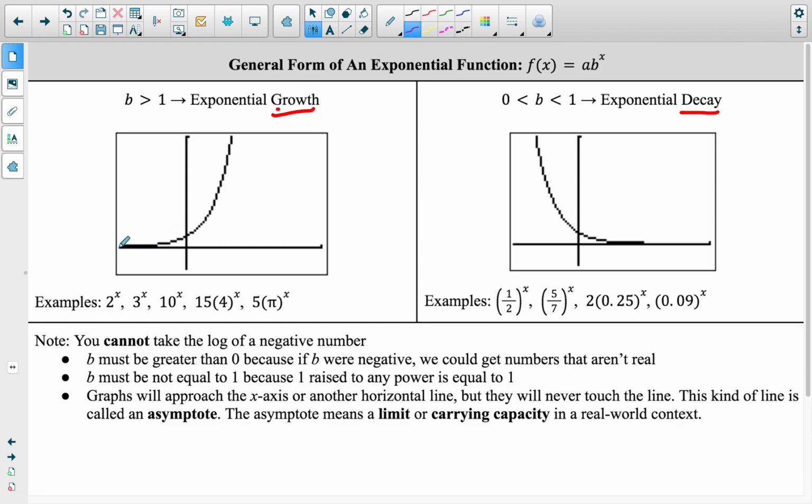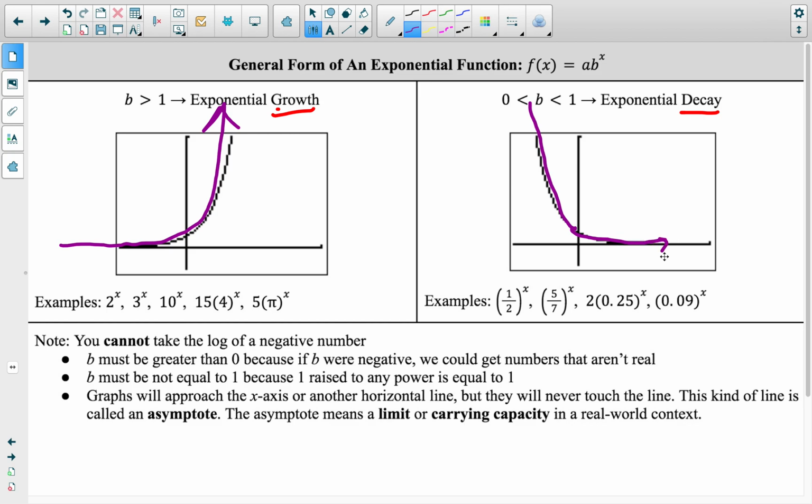In their graph overall, as we move from left to right along the x-axis, it'll start off just kind of creeping along. And then at a certain point, all of a sudden, it'll zoom off and shoot way up or way down. Exponential decay is kind of the opposite. It starts off really high up, and then it gradually tapers off.